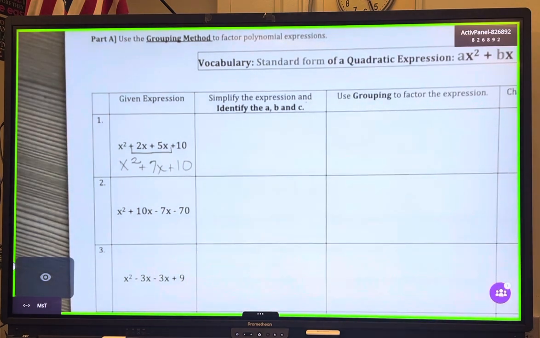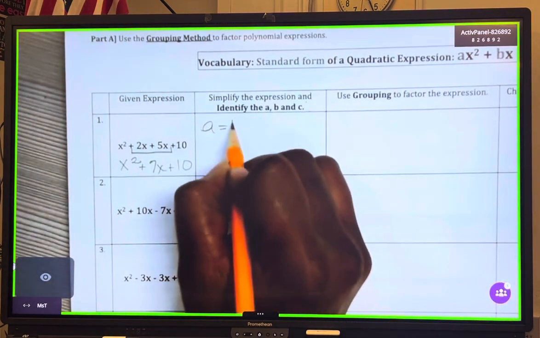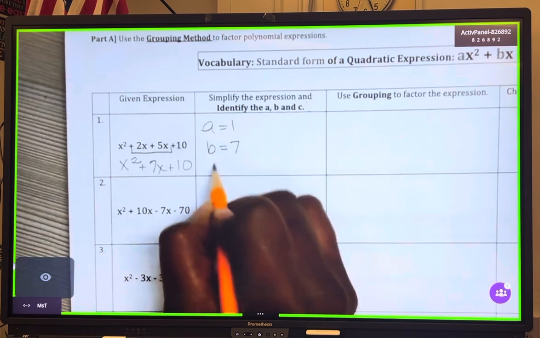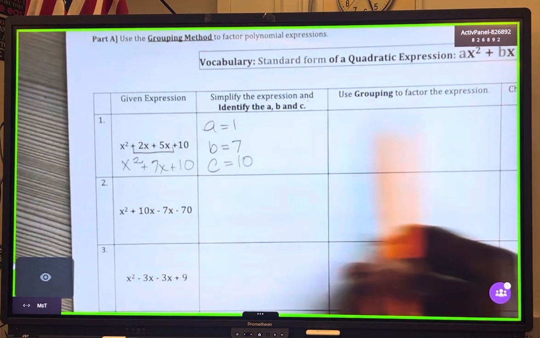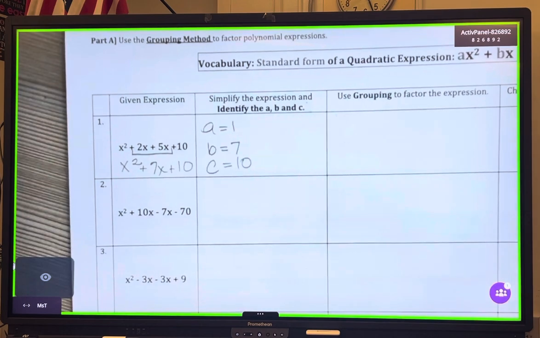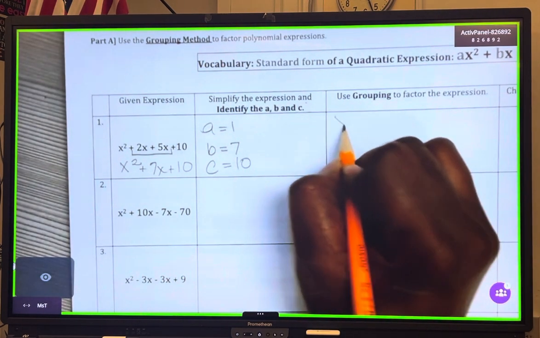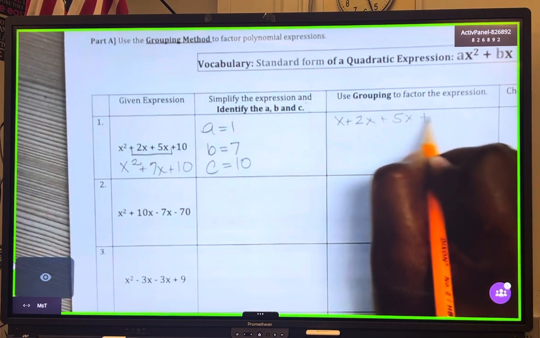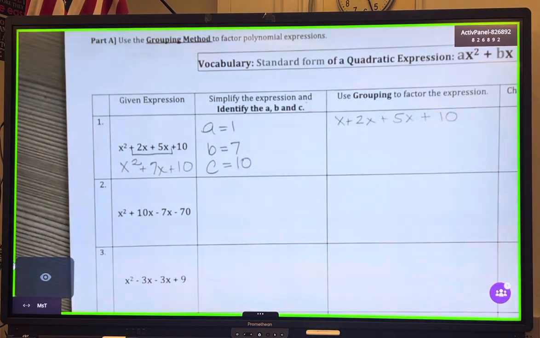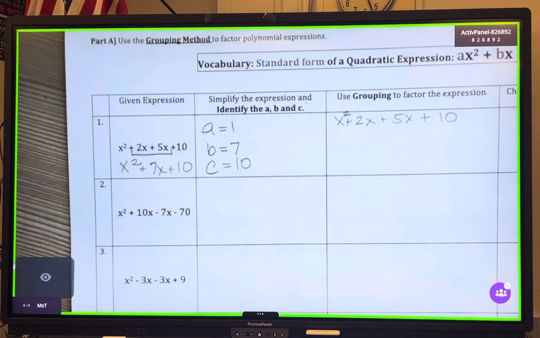Now let's find the A, B, and C. What's my A? 1. What's my B? 7. And what's my C? 10. Now we're going to use grouping to factor this. So let's group. If I group, watch what I do. I'm going to write x squared plus 2x plus 5x plus 10. I'm going to write just what they gave us, right? Now watch. I'm going to group them.